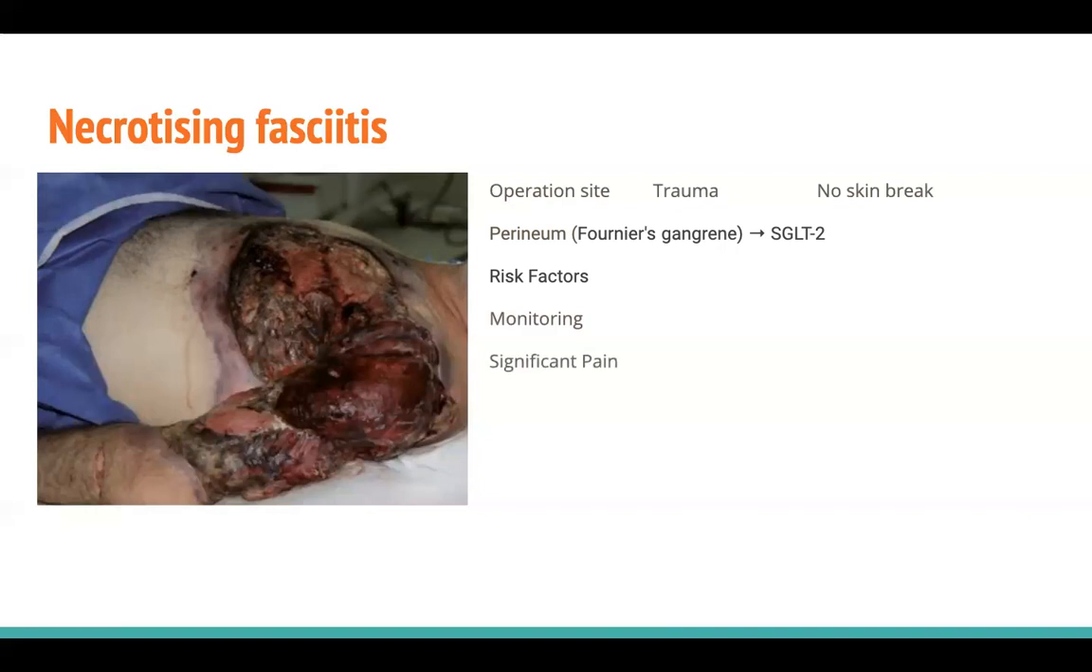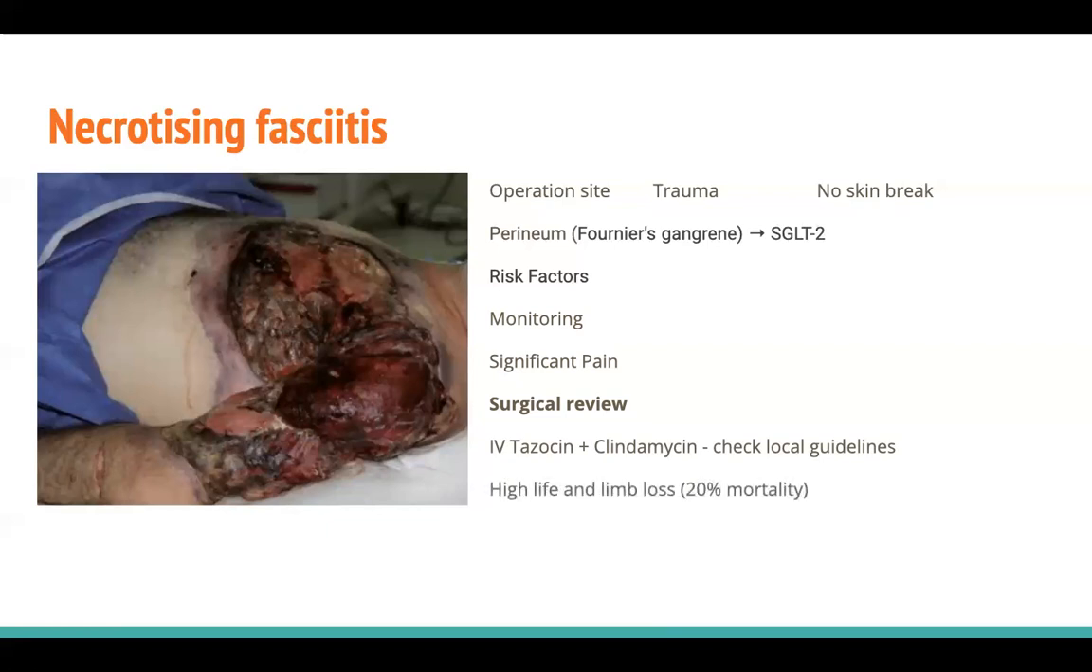One of the signs in necrotizing fasciitis is that the pain the patient is experiencing is quite significant and not in keeping with the presentation. So often they might have a very mild erythematous area, but it is extremely painful and they may not let you touch it. The most important thing that you need to do for a patient that you think might have necrotizing fasciitis is to get an urgent surgical review. This is to work out if the patient needs debridement as soon as possible. The second most important thing would be to start IV tazocin and clindamycin, or whatever your local guidelines suggest. There is a very high life and limb loss associated with necrotizing fasciitis, between something like 20 and 25%.